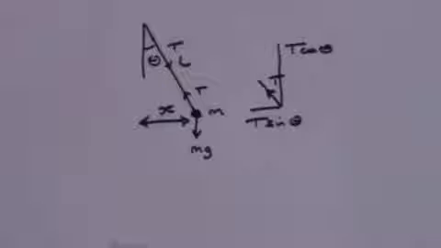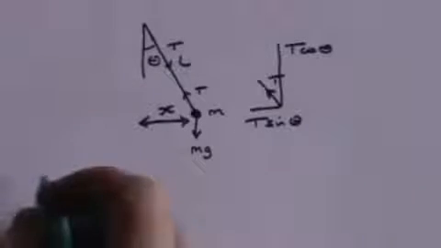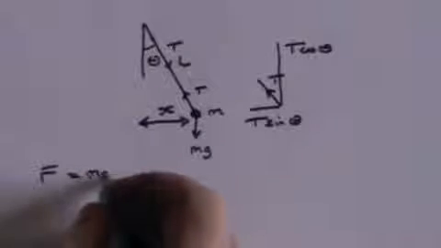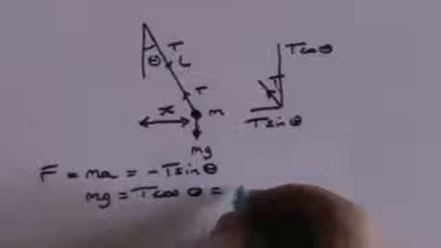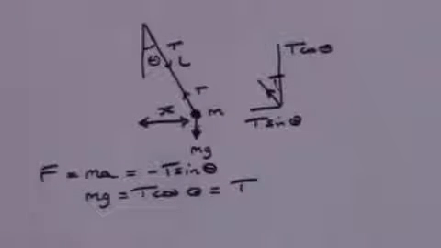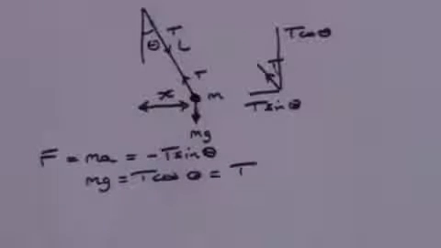Once again, Newton's second law tells us that F equals ma, which must equal minus T sine theta. mg equals T cosine theta, but for small angles, mg equals T, because for a small angle of, say, less than 5 degrees, cosine theta is almost 1. Strictly speaking, a pendulum will only oscillate with simple harmonic motion if it swings through only a small angle.